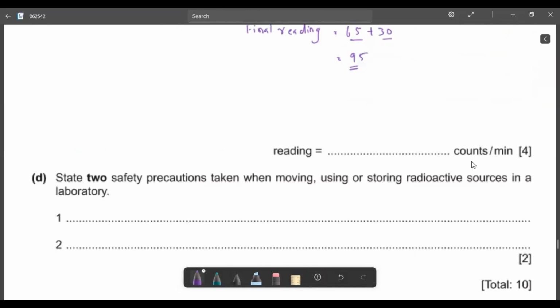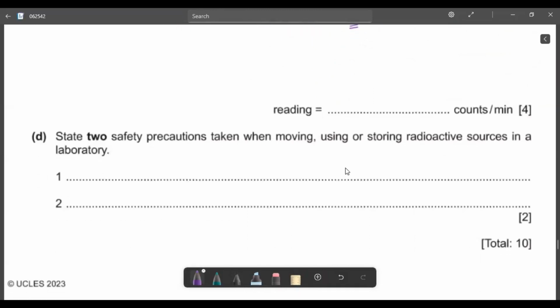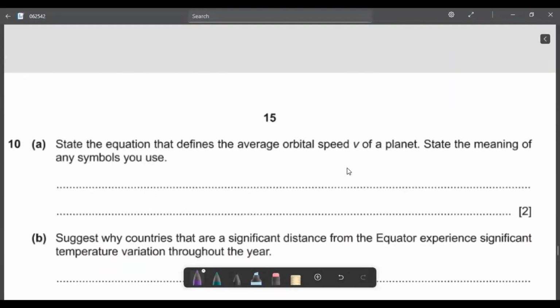State 2 safety precautions taken when moving or using or storing radioactive sources in a laboratory. So it needs to be shielded, or it needs to be stored in lead boxes. And we need to avoid direct contact with radioactive sources.